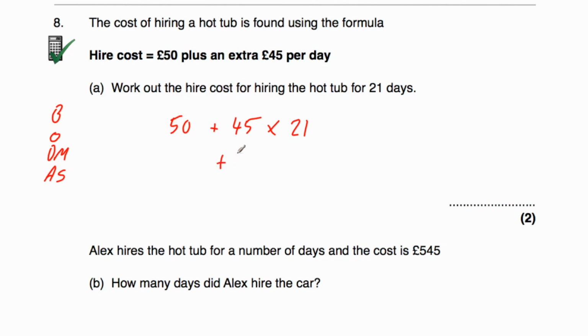So whenever we work out 45 times 21, and it's a calculator question, that's equal to £945. So the 21 lots of the £45 is equal to £945. But we've also got to add on £50. So 50 plus 945 would be equal to £995. So the answer is £995. If the question said work out the cost of hiring the hot tub for 30 days, we would do 30 times 45 and then add on our 50 and so on.